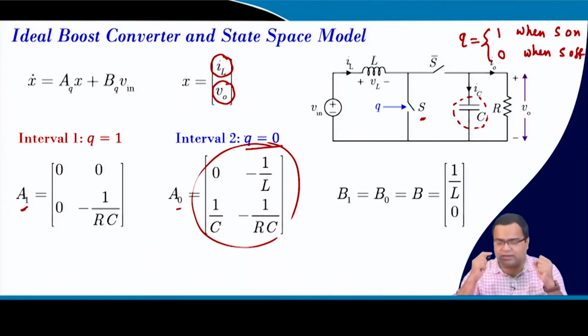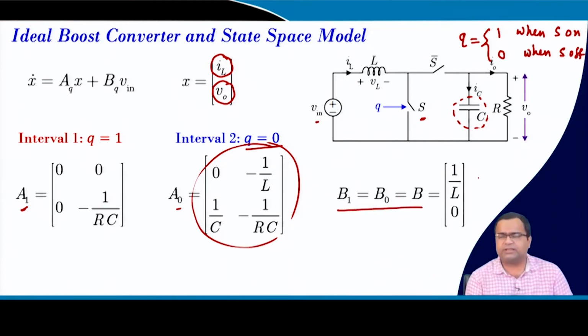Now, for a boost converter in continuous conduction mode, the input voltage is always connected. So the B matrices are common, identical for the two different configurations, because the input voltage is common. It was the other case for the buck converter, where the input voltage was connected and disconnected. So we got different B matrices for switch on and switch off, whereas the A matrix was common for the ideal buck converter, but it is just the opposite for a boost converter.